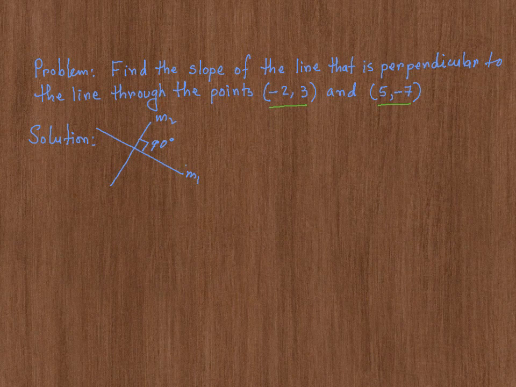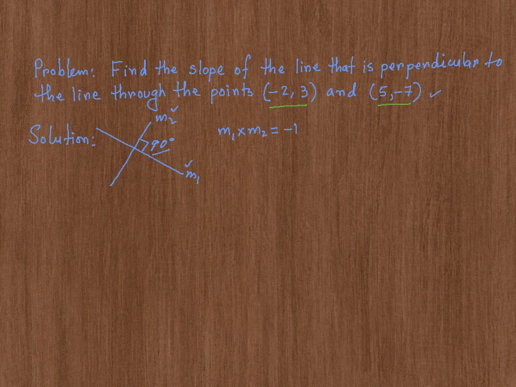So this line with slope m1 and this line with slope m2 are perpendicular to each other, meaning that the angle between them is 90 degrees. Then the product of the slopes, m1 times m2, is going to be -1. Now we are going to use this condition or characteristic of perpendicular lines to find the line that is going to be perpendicular to this given line. That means we are going to find the slope of that line.